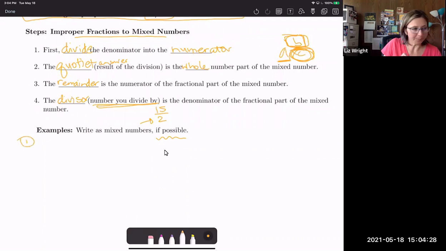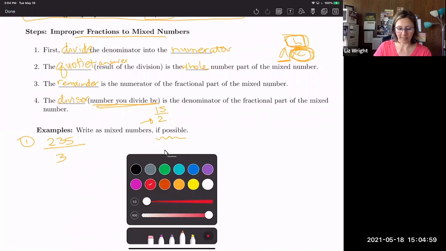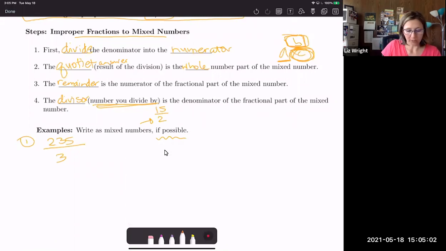So our first one, we've got 235 divided by 3. You may not have done long division in a long time, and I do require you to do and show me the work for long division. I know you can do this in your calculator, and many calculators have a fraction button and it'll just do it for you. On this topic, you have to show me that you know how to do it by hand. Once we get past this topic, then you can use your calculator, but not yet. Not yet, my friends. So here we're going to do long division.